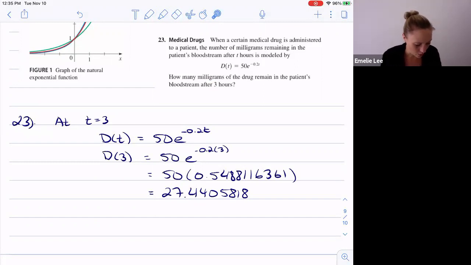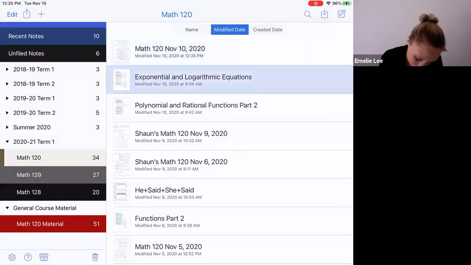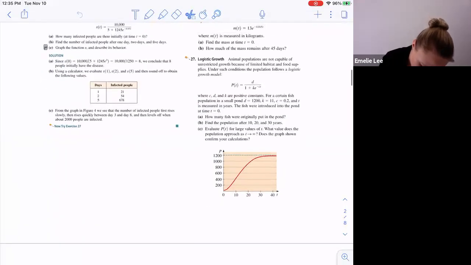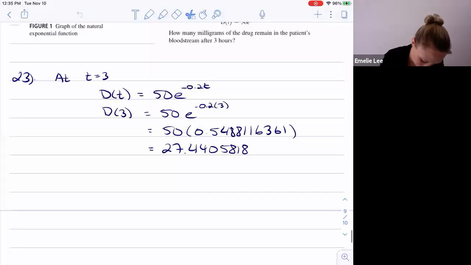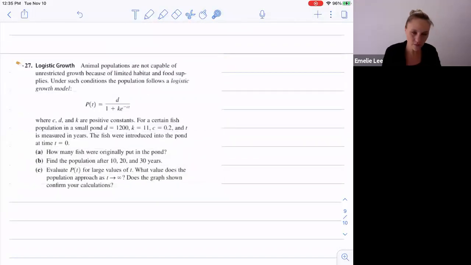So I want to talk about logistic growth. So that's example 27. And then that should be good for today. So like I said, populations are often modeled using exponential models. Notice that t is the variable and t is in the power, so we have this exponential model.